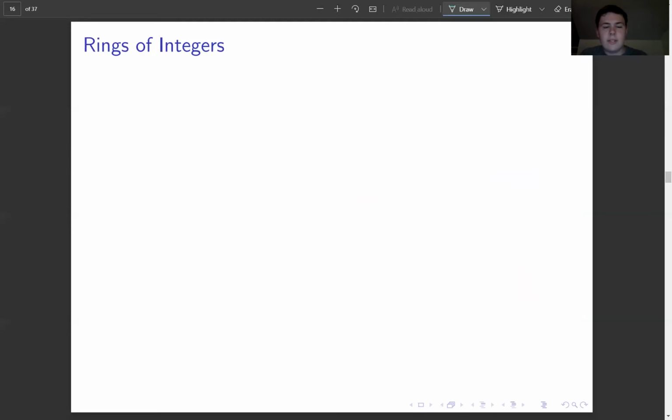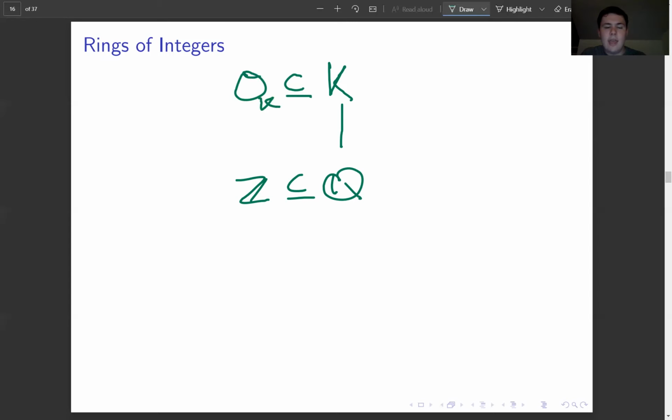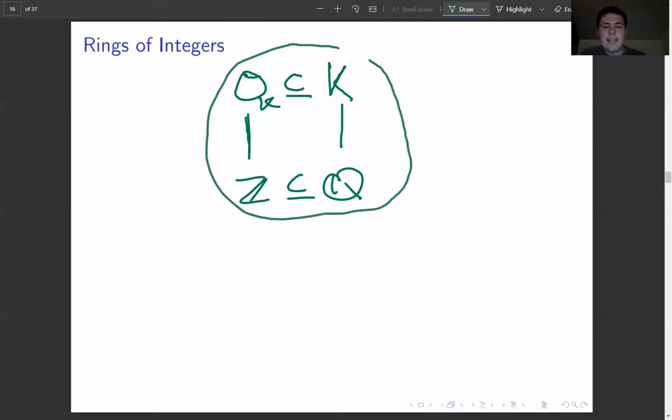Now, we're going to talk about rings of integers. And remember that Z and Q have this relationship where Q is the quotient field of the integers. And you might be wondering, well, if we have some field extension, do we also have something like the integers in this extension field? The answer is yes. We call it the ring of integers of K, and we notate it as O_K. And O_K has the integers as a subring. This relationship here is like the key to algebraic number theory.